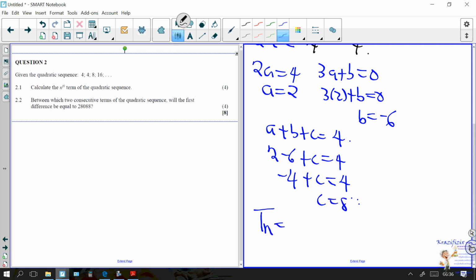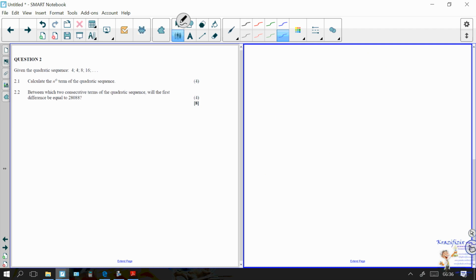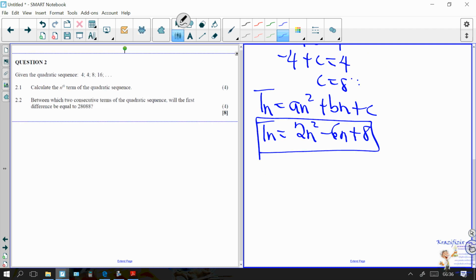What's my general term? Tn equals an squared plus bn plus c. So what is my Tn? Tn is 2n squared minus 6n plus 8. That's my general term, and you get yourself 4 marks very, very fast there. All right.